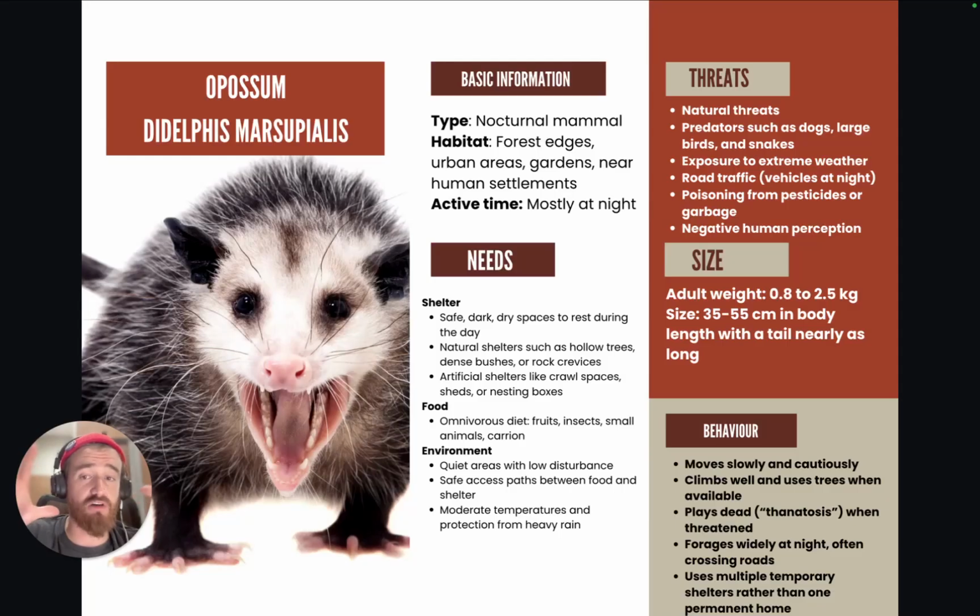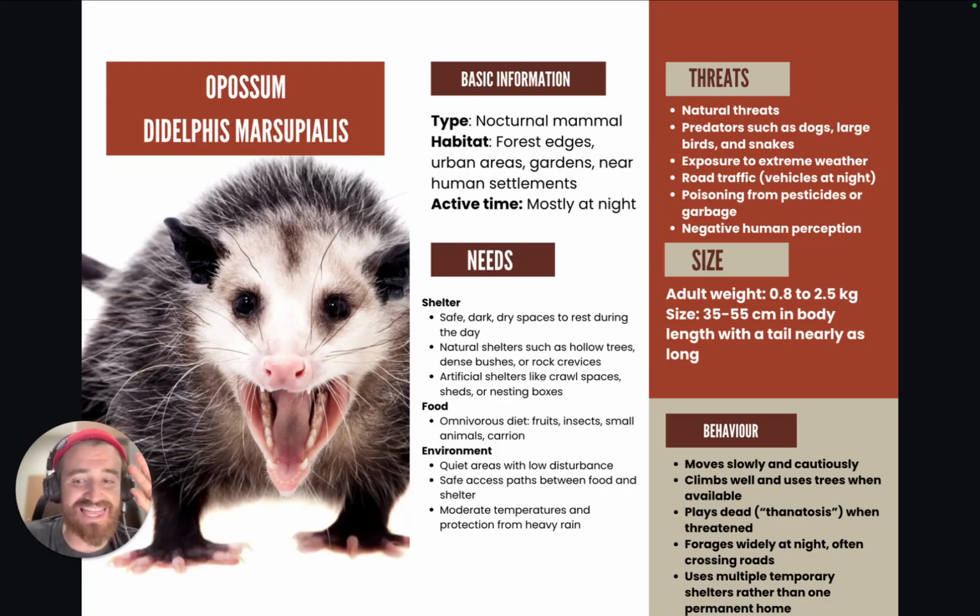In the case of my opossum, I need to know the weight. If I'm going to do something that is going to be hanging, I need to make sure that it's going to be able to hold our opossums. The adult weight can reach from 0.8 to 2.5 kilos, and the size is from 35 to 55 centimeters in body length, with a tail that is nearly as long as that.